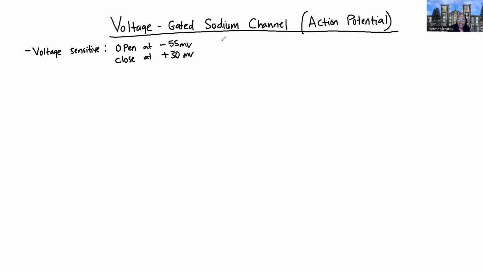The other thing we want to say here is that there are two gates on this channel. So two gates, and I'm going to color coordinate them here so we can keep track. First is our activation gate, and this is only voltage dependent.